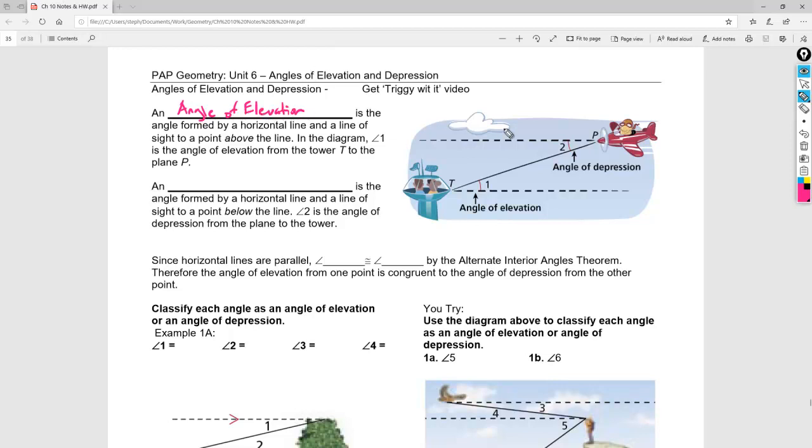Cool. Right, now our angle of depression is basically the opposite. So now if we have some flat line, I guess it could be the ground, but most of the time it won't be. Some angle in which we are descending from that line, that is going to be our angle of depression.